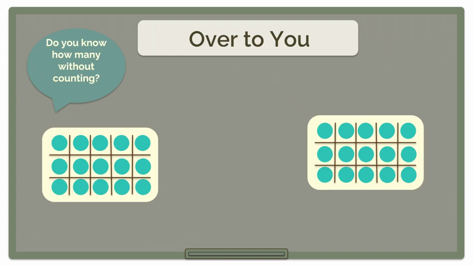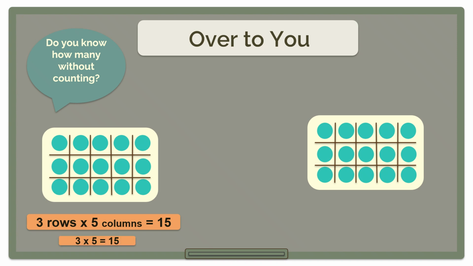So over to you. Do you know how many you have in this picture without counting? So I have 5 and 5 and 5, which is 15. If you were to write a sum for this, how would you write it? That's right, 3 rows by 5 columns equals 15, or 3 multiplied by 5 equals 15. Now can you flip the sum on the right hand side? Have you had a chance?